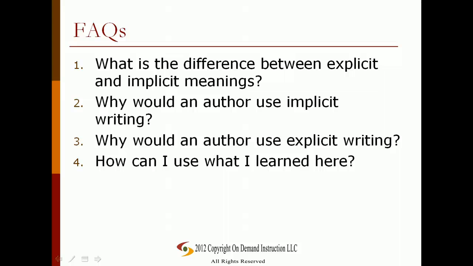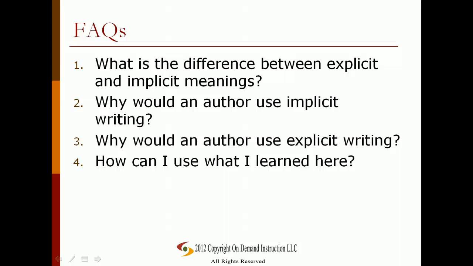Why would an author use implicit writing? An author may infer in his writing if he doesn't want to come out and say something in the open. The writer may want to be mysterious or clever. It is a way to draw a reader into the text. Why would an author use explicit writing? An author might want to come right out and say something without hinting around about it, such as in technical or educational writing, or if they just want to be direct.